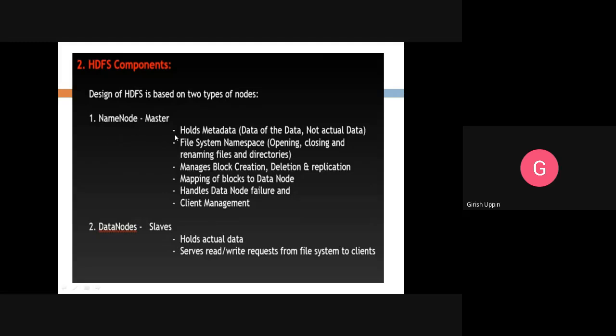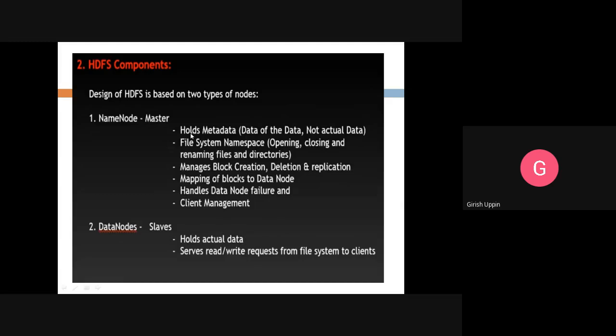The name node holds the metadata. And what is metadata? Data of the data, not the actual data. The actual data is stored in the data nodes; the data persists in the data nodes. The information about what has been stored in the data nodes, and which data node is storing which data, is the data of the data, that is the metadata. The name node only holds the metadata.